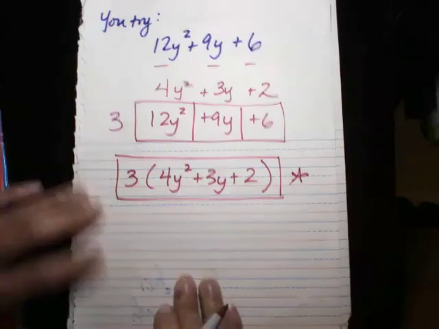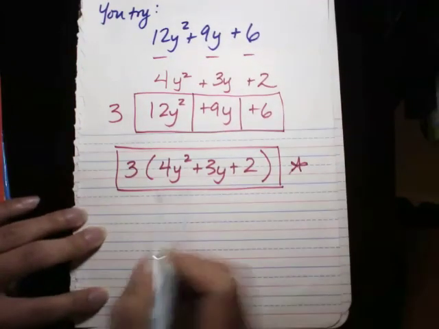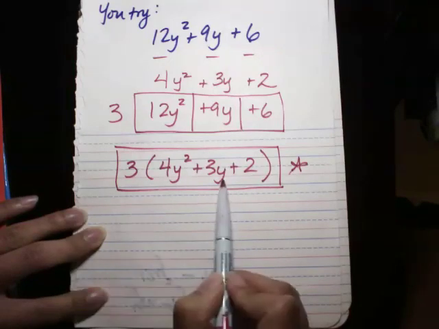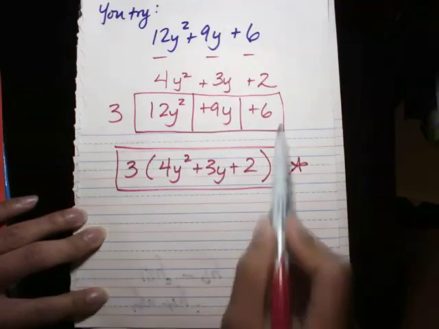And of course, you can always check your work. 3 times 4y squared gives you 12y squared. 3 times 3y gives you 9y. 3 times 2 gives you 6.